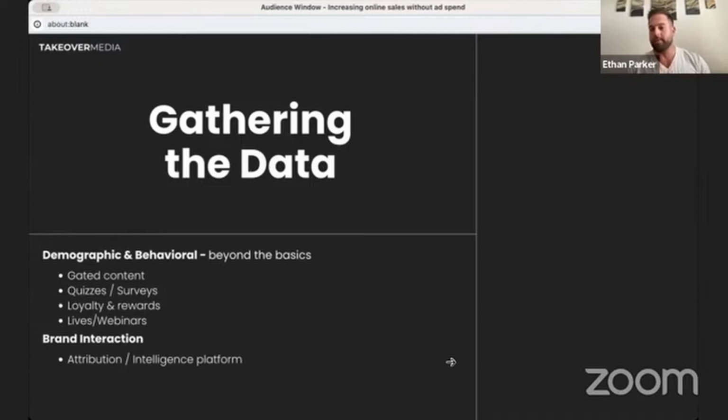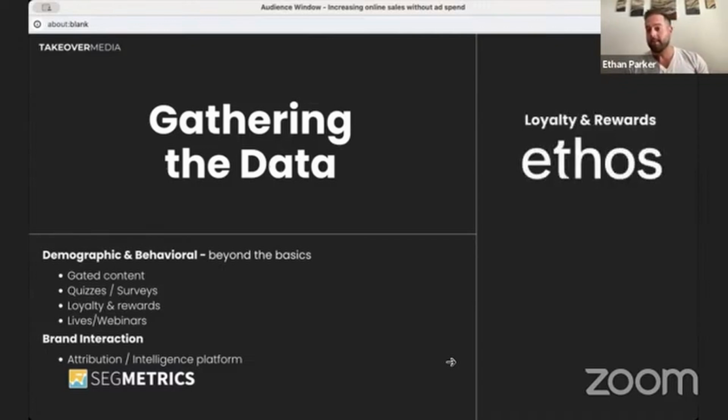Big ones like Northbeam, Triple Whale, great products. If you're a little early on, you're looking for something a bit more scalable for where you are right now, I like Segmetrics. That's what I use with my clients. Great platform. Tell them I sent you their way. And then for general loyalty, Ethos is an awesome platform. It takes a little bit of a different approach on loyalty, more towards a premium type of experience. So you can lead with more of the value than just discounts, like gated content and that community vibe within the loyalty program. You can do the points and discounts as well.